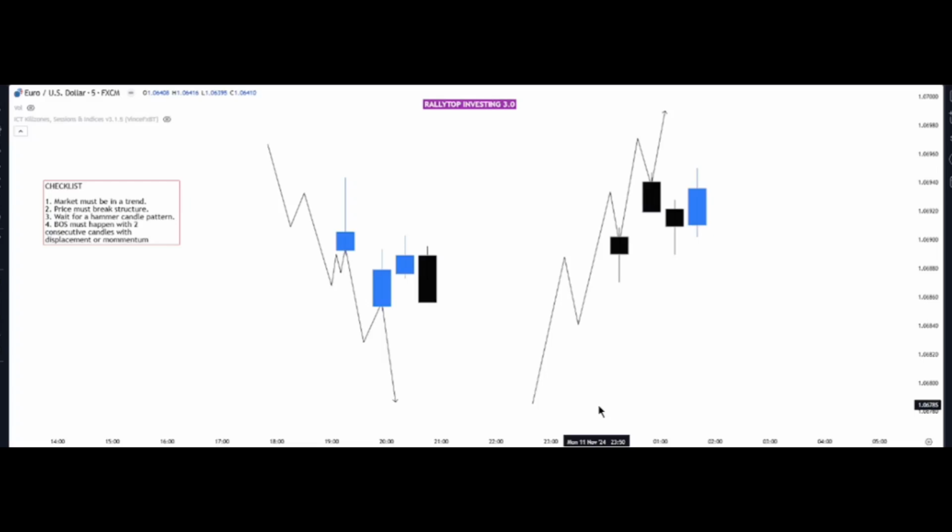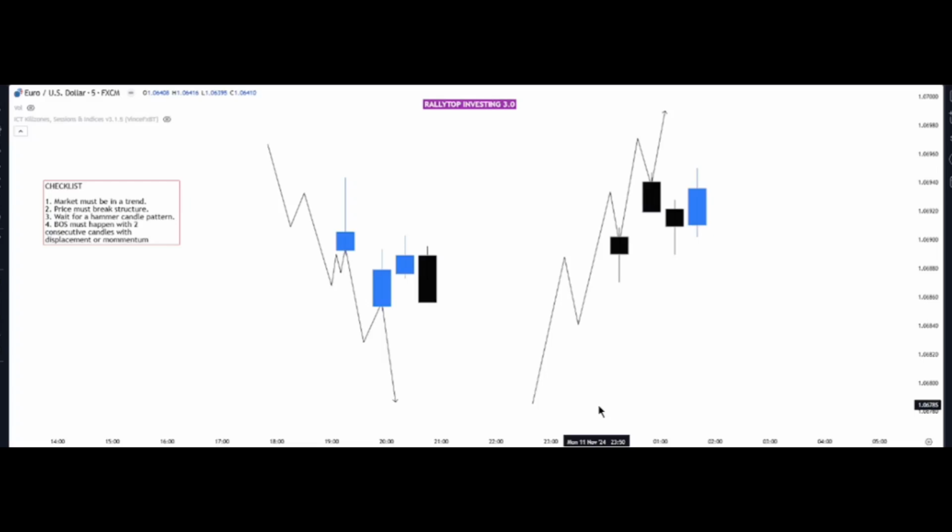Now, the number one thing on the checklist that you must find before you want to trade with this strategy is that market must be in trend. You want to see the market in a clear bullish trend or a clear bearish trend. You don't want to use this strategy when the market is consolidating. Avoid using this strategy during the period of consolidation in the market.